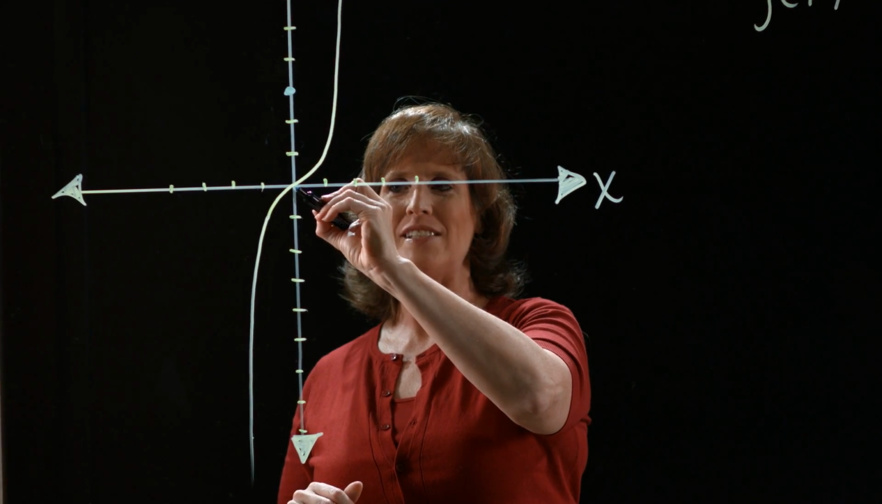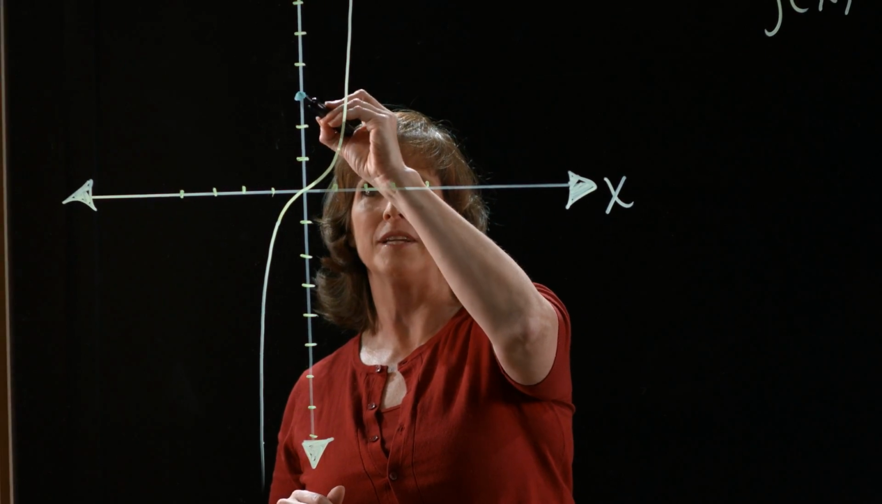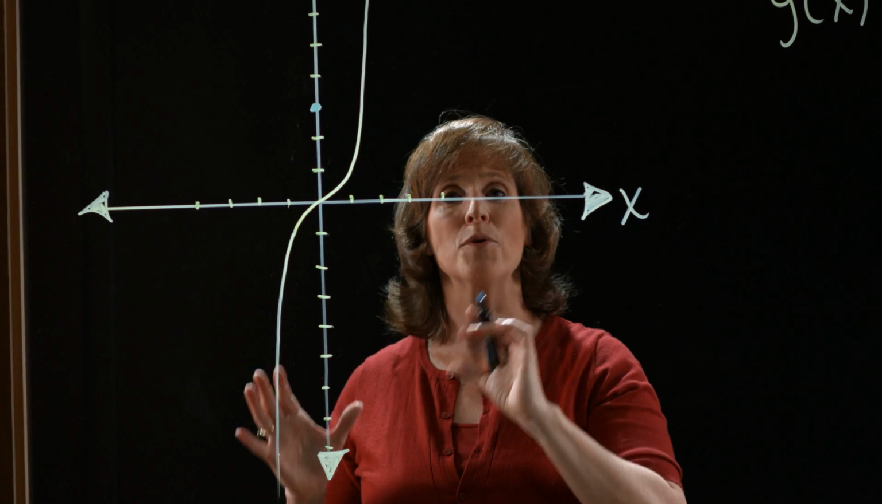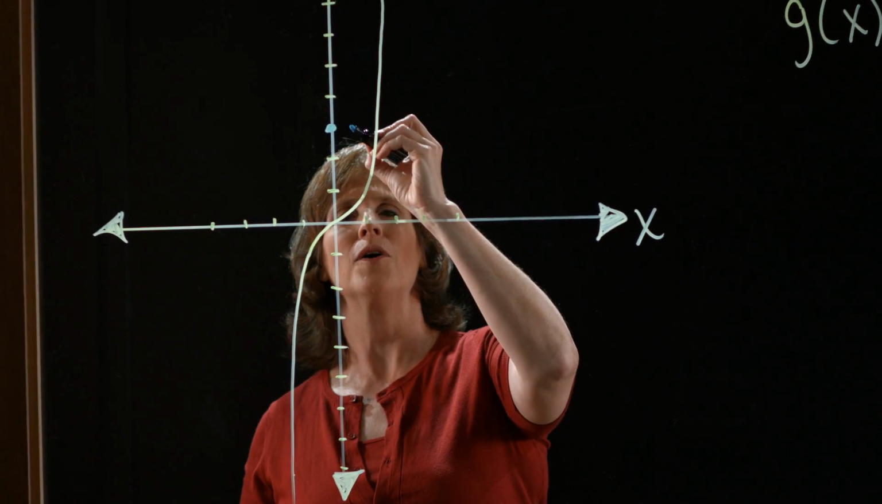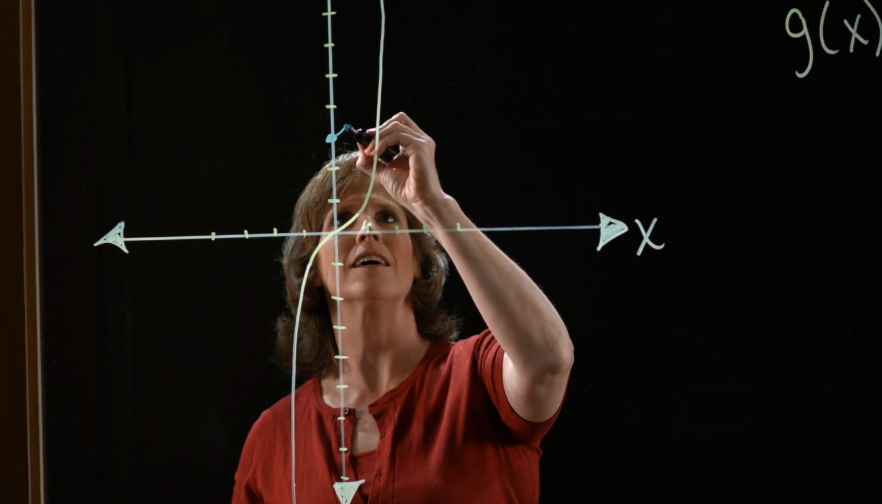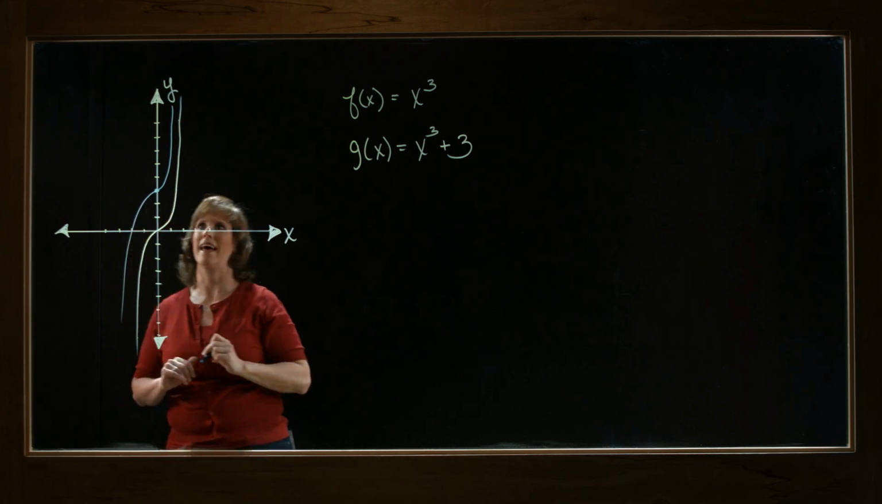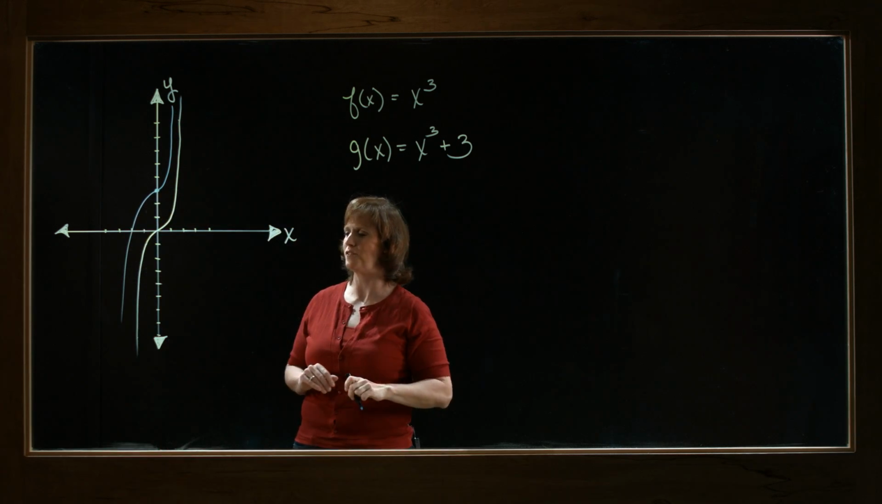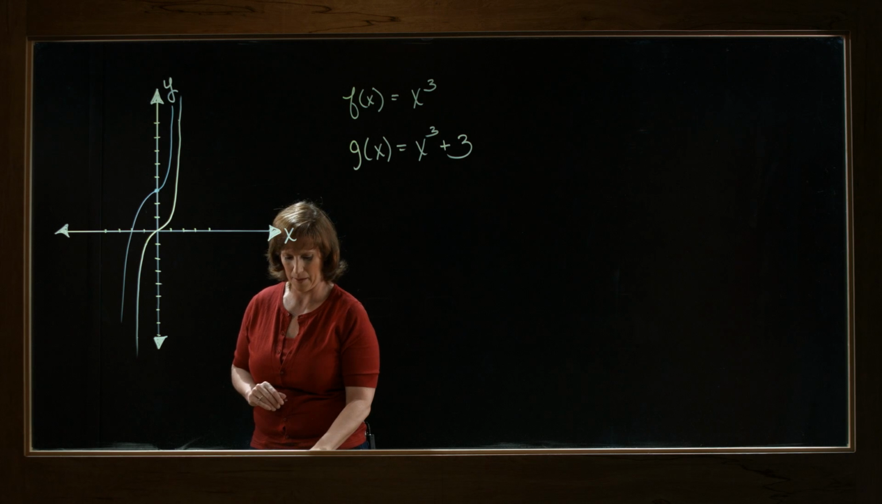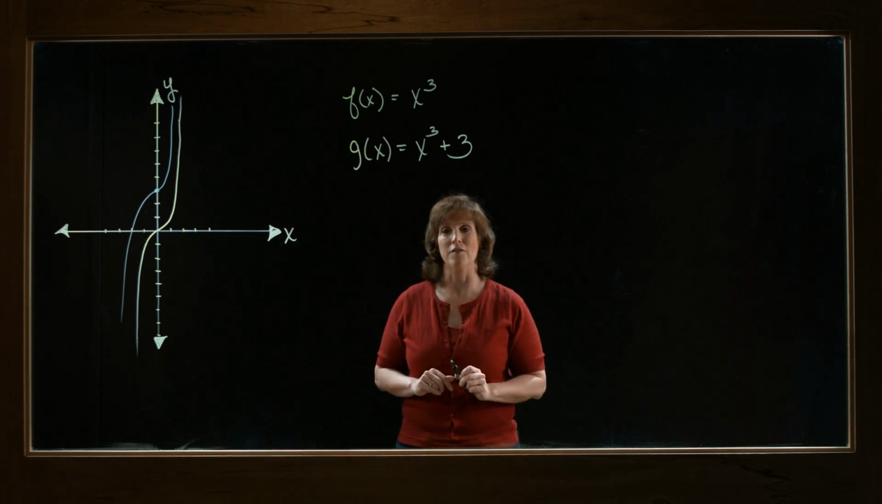So the point 0, 0 will now be moved up so that it's the point 0, 3. And I will do that with all of the points. So roughly this is going to look like that. The whole thing has been shifted up 3 units. That's the first part of my problem.